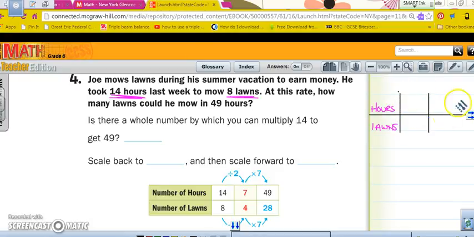So if we're talking about 14 hours, that has to go in the hour spot. If we're talking about 8 lawns, that has to go in the lawn spot. At this rate, how many lawns could he mow in 49 hours? So, can I go from 14 to 49?